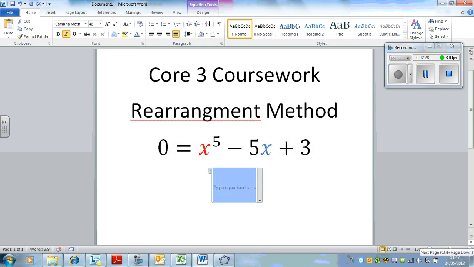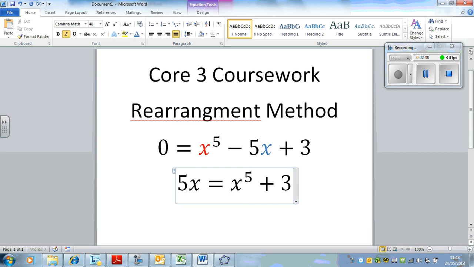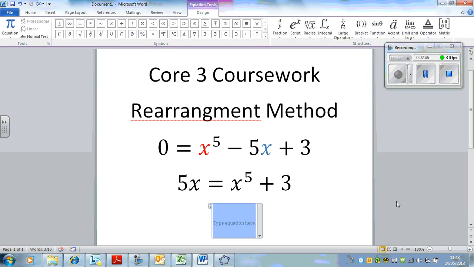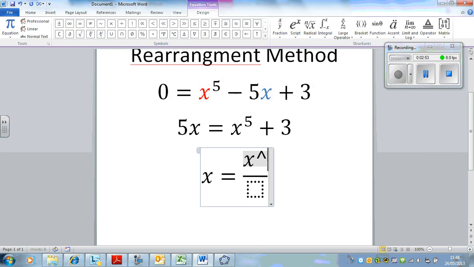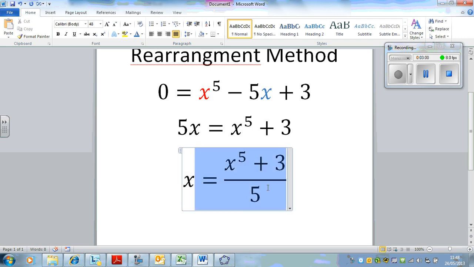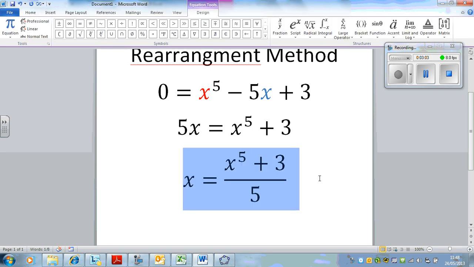So first of all, I'm going to add 5x to both sides. So 5x is equal to x to the power of 5 plus 3. I've just added that 5x to both sides. And then finally, to get x as the subject, this is going to be a fraction. So we're going to make x equal to x to the power of 5 plus 3, divided by 5. Now this is the basis for what we call our iterative sequence.